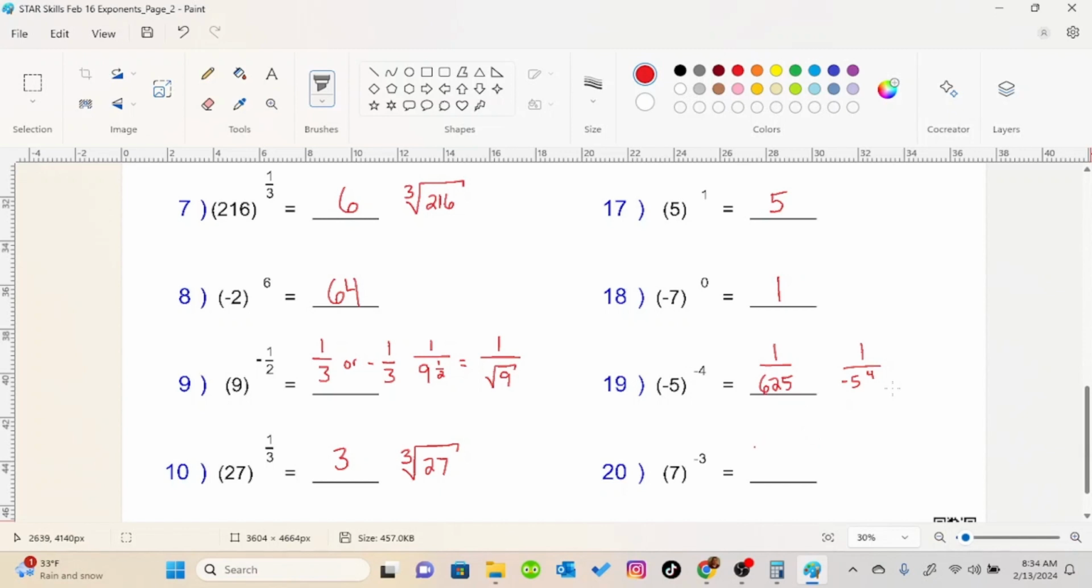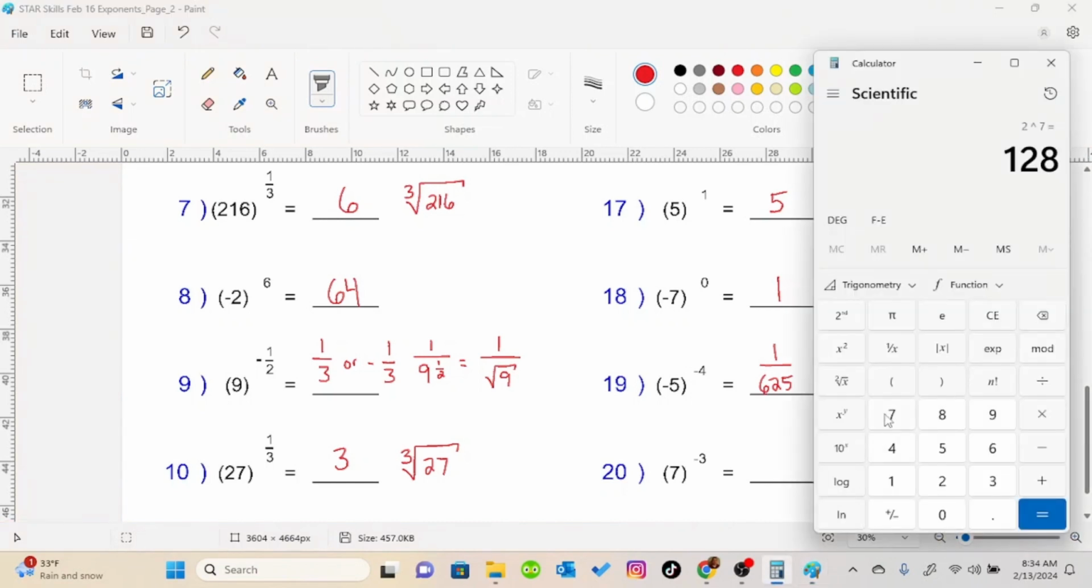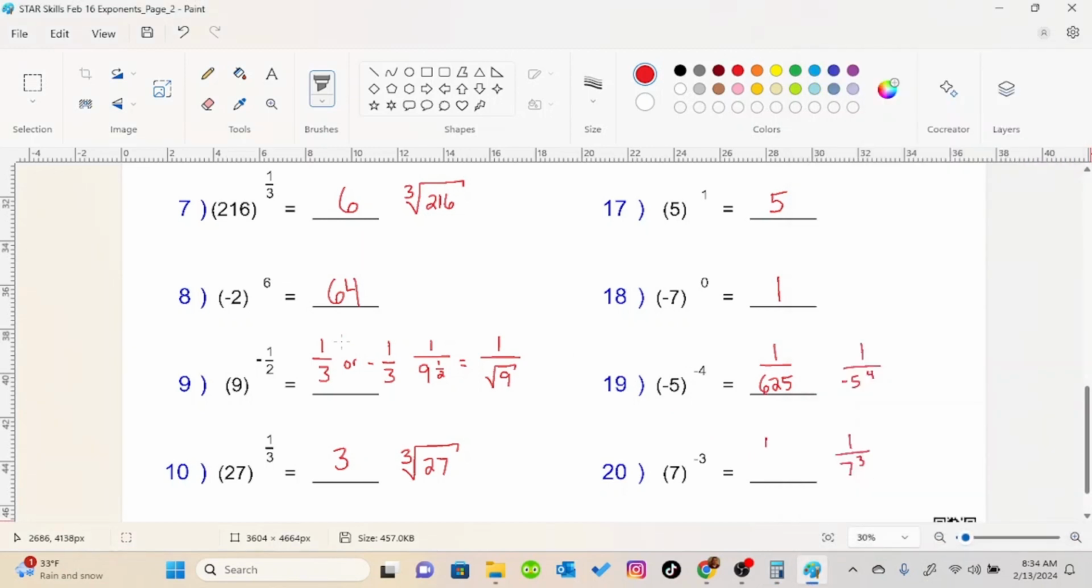And the last problem on page 2, number 20, we have 7 to the power of negative 3. A negative exponent means 1 over. Now we have 1 over 7 cubed. 7 cubed equals 343. So our answer is 1 over 343.